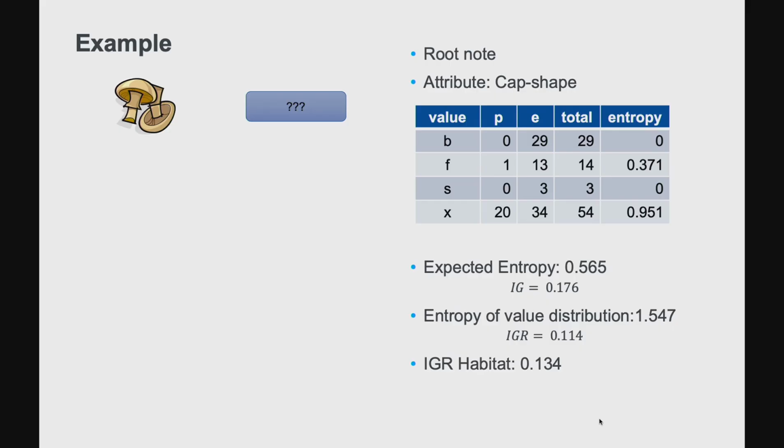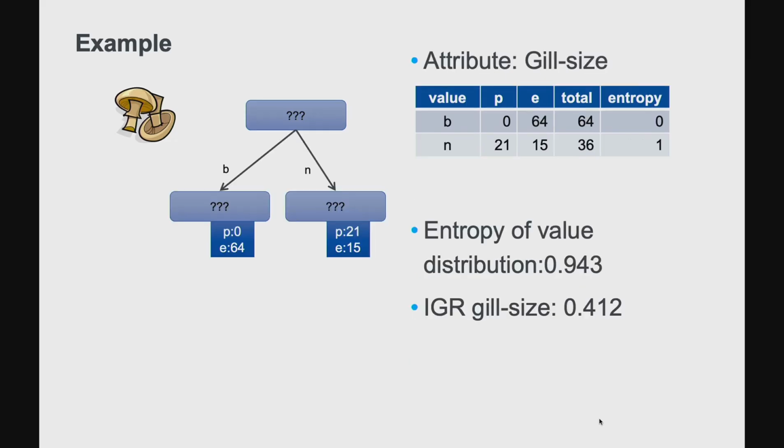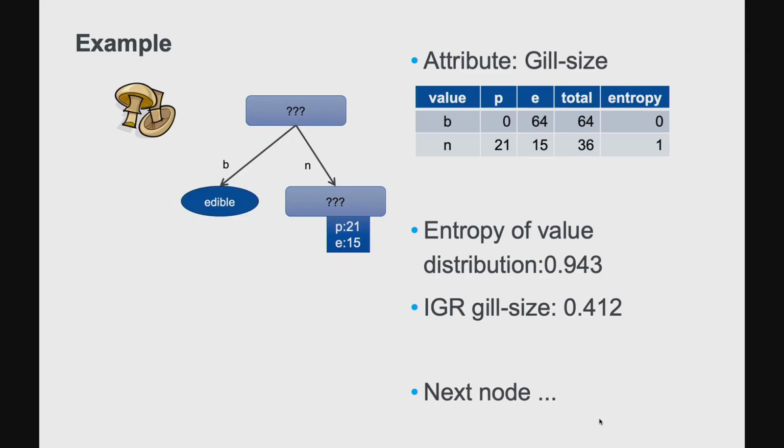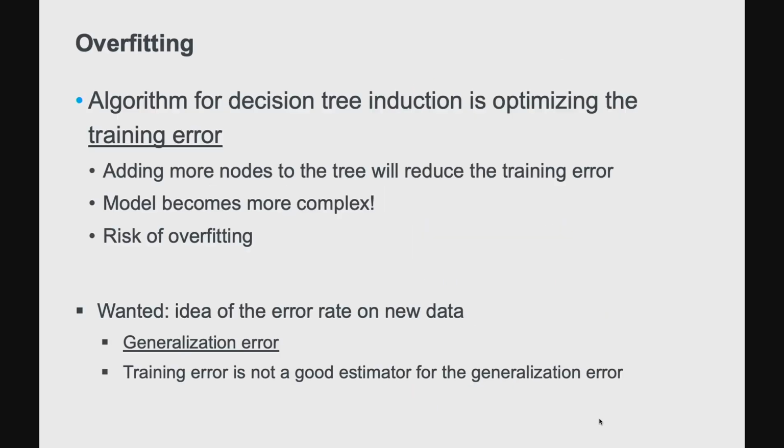We would do the same thing for other attributes like habitat, and might find out that here we have a larger information gain ratio. The same for gill size and so on, and then we can really decide what to do and use the attribute gill size, split according to the two gill sizes that we have, and create corresponding subnodes and repeat the same procedure as we did when we applied just information gain and not information gain ratio.